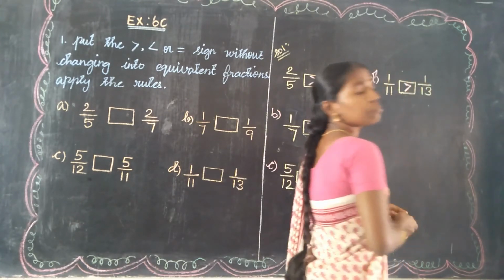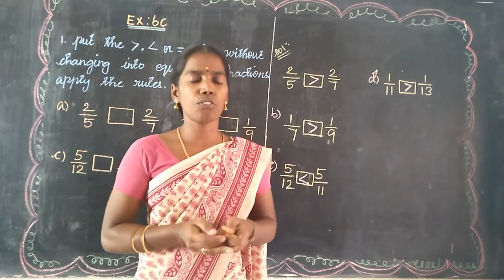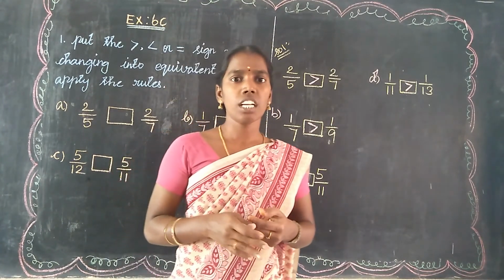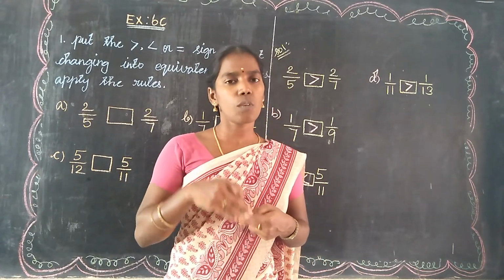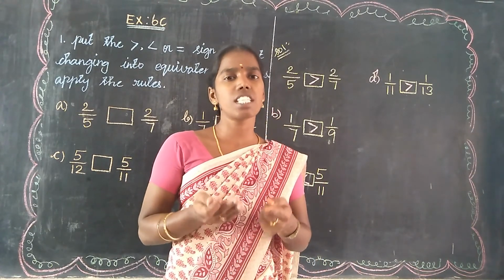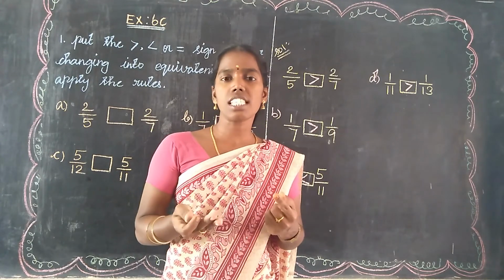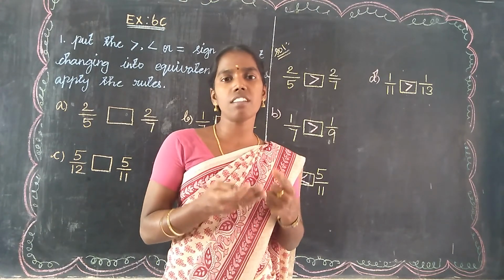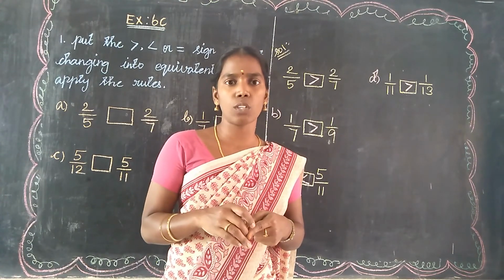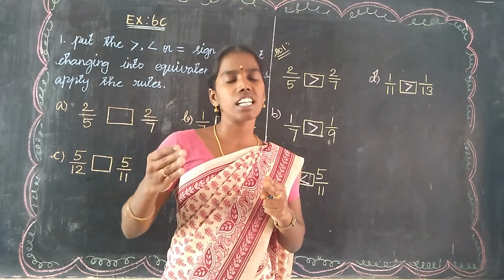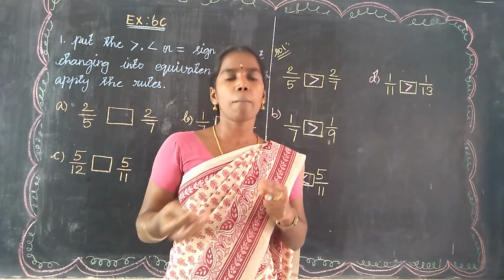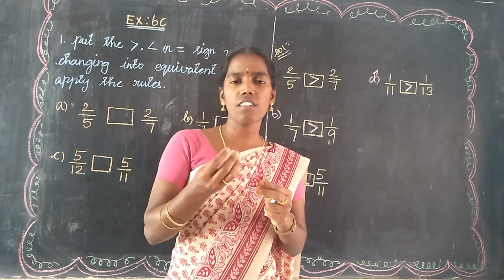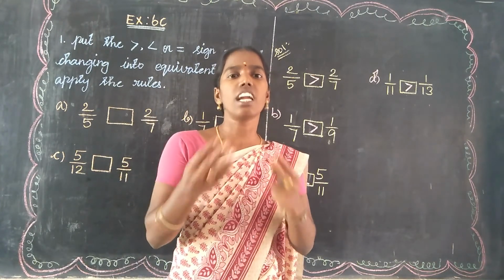Listen, students, first find the numerator values; in all four problems the numerators are equal. Next consider the denominator value. As single values the larger is greater, but in fractions, as the denominator increases the value decreases. So in fractions, the fraction with the smaller denominator is the greater value.